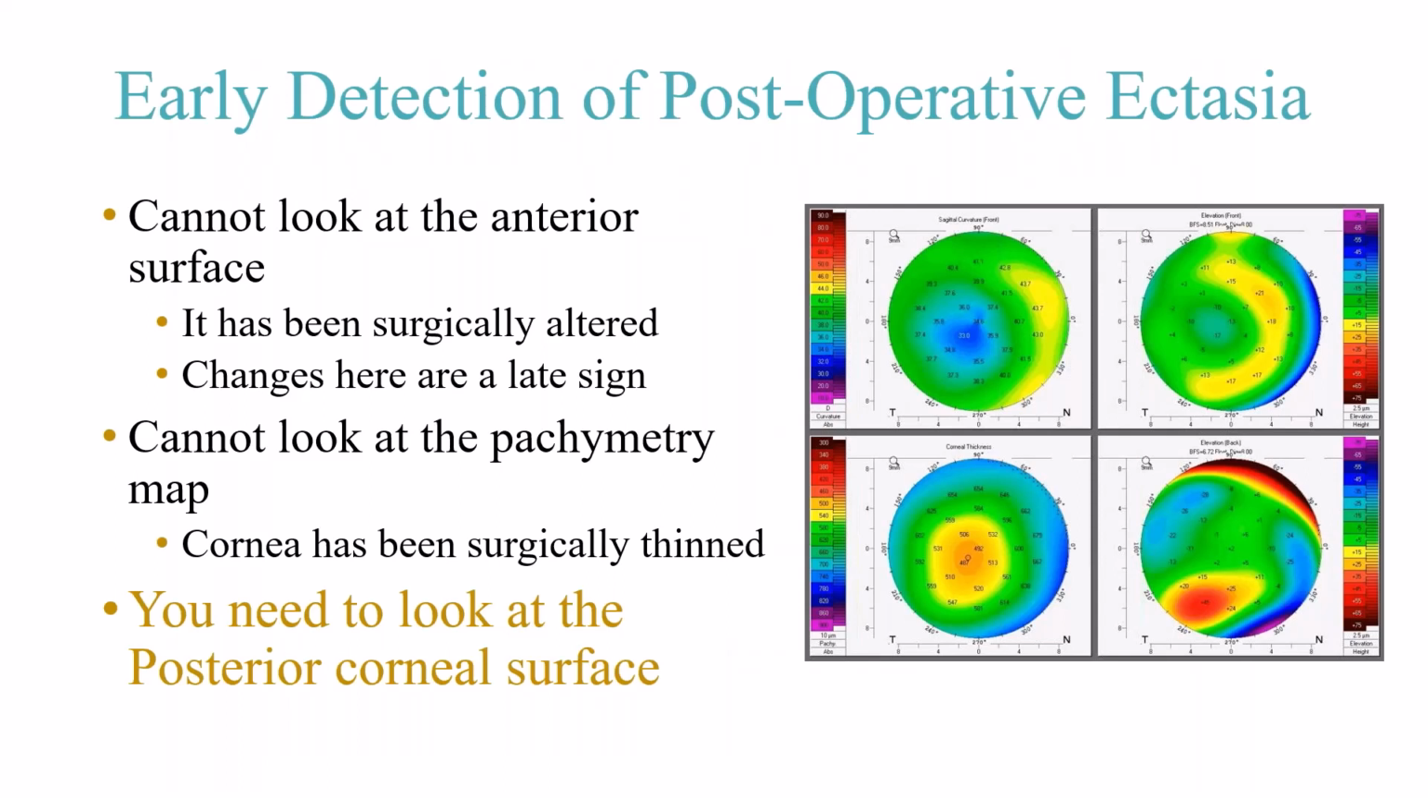Well, you can't look at the anterior surface because it's been surgically altered, and changes on the anterior surface, regardless, would be a very late sign. You can't look at the pachymetry map because, again, the cornea has been surgically thinned. You need to look at the posterior cornea because the posterior cornea should not be affected by anterior ablation.